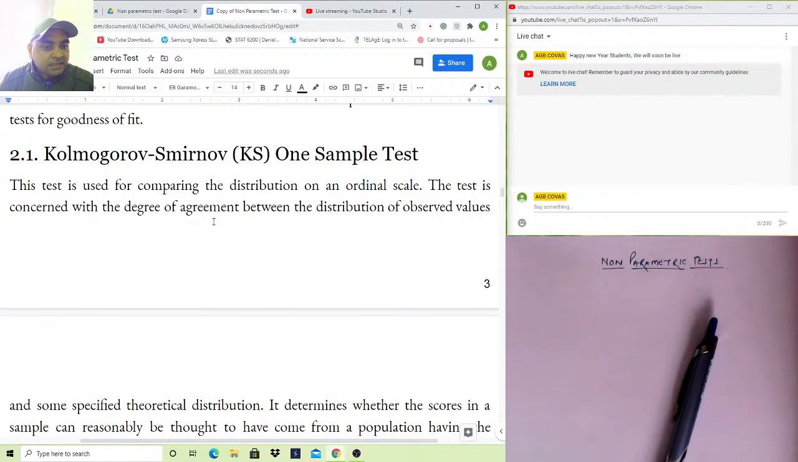So this test is used for comparing the distribution on an ordinal scale. Say for example, your data is on an ordinal scale, that is, in the rank form. So this test particularly tests the distribution on the ordinal scale. The test is concerned with the degree of agreement between the distribution of observed values and some specified theoretical distribution.